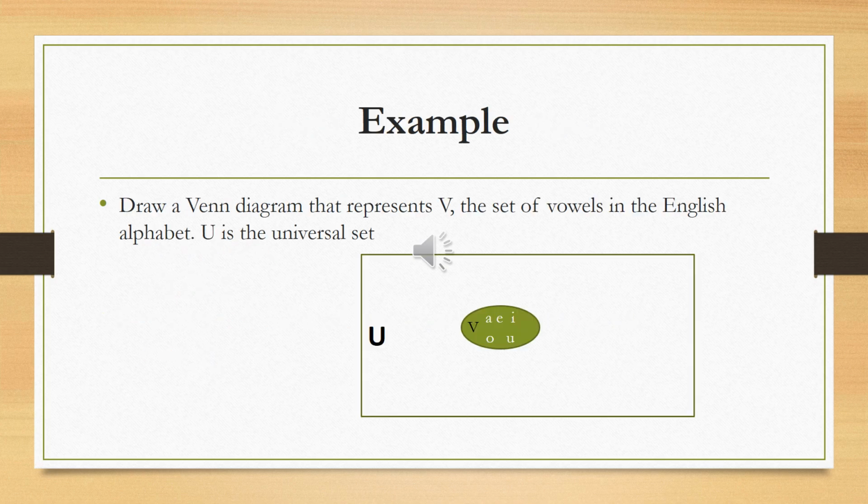Example: draw a Venn diagram that represents V, where V is the set of vowels in the English alphabet. U is the universal set. So the universal set here contains all the letters of the English alphabet. And then within this universal set, there is another set, which we denote here by a circle, and it contains all the vowels: A, E, I, O, U.